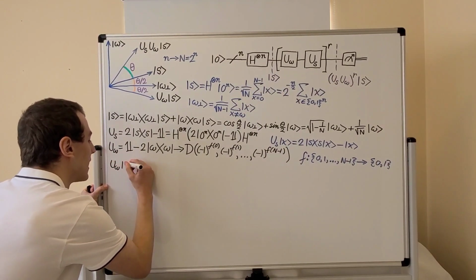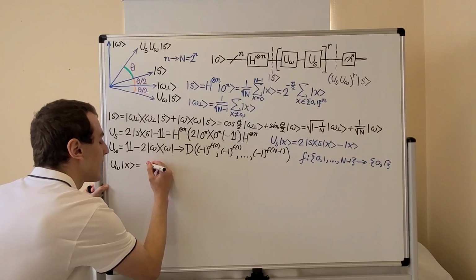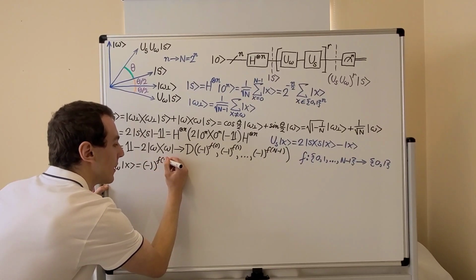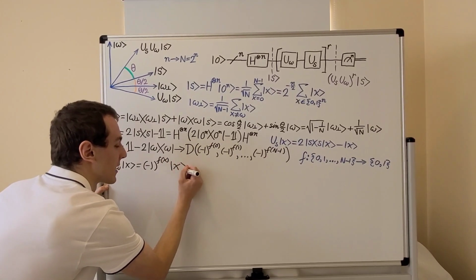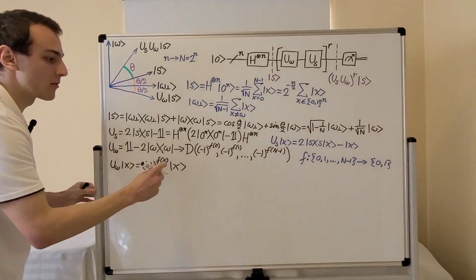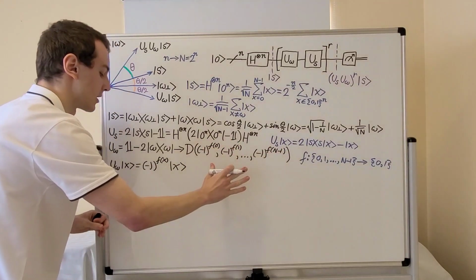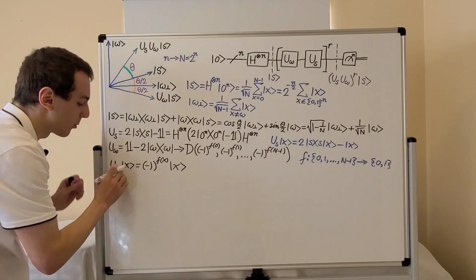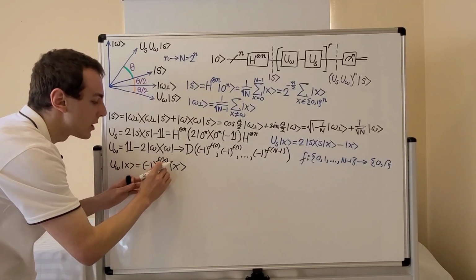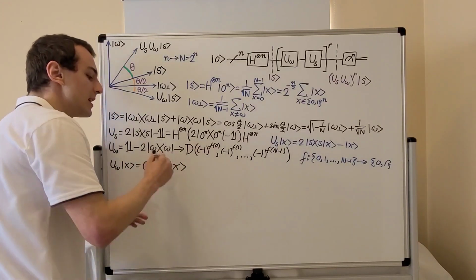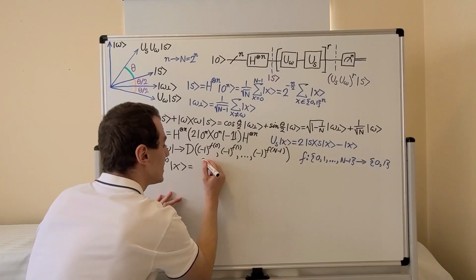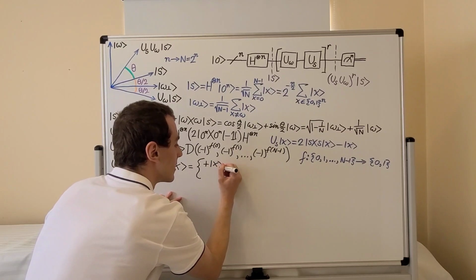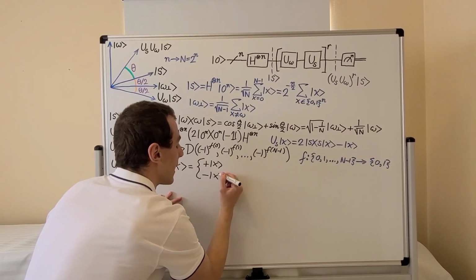So U omega acting on the state x, we can write that as minus 1 to the power of f of x as the coefficient of x. So that is another way of writing this matrix representation. If we take some state x, it's the same when we act with this unitary operator as minus 1 to the power of f of x. So this has two options. We can write this as a piecewise function. We're either going to get plus x or we're going to get minus x.